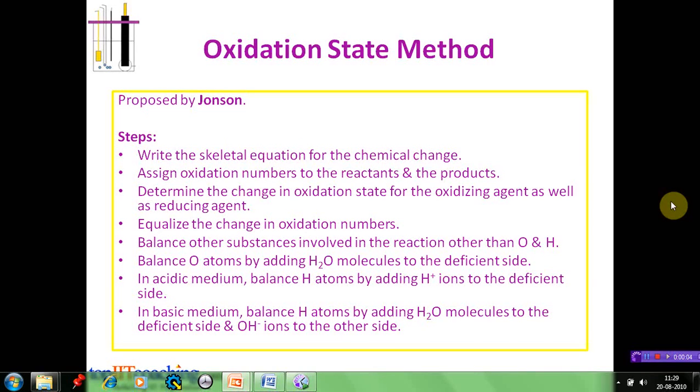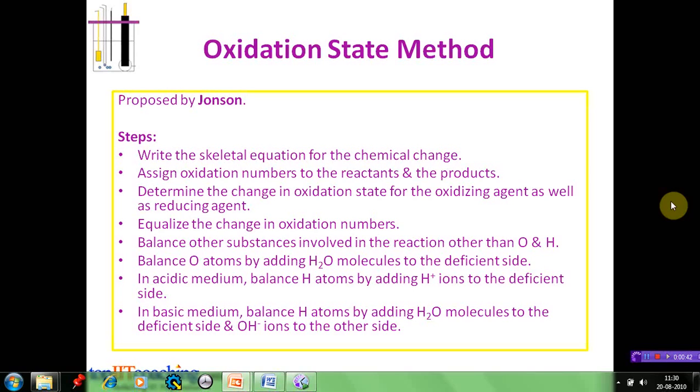The first method is the oxidation state method proposed by Johnson. In this method, the first step is to write the skeletal equation for the chemical change taking place. Then oxidation numbers are assigned to the reactants and the products. The change in the oxidation state is determined for the oxidation and the reduction half. This change in oxidation numbers is then equalized by multiplying with a suitable coefficient if required. Substances other than hydrogen and oxygen are balanced in the reaction by multiplying with a suitable number if required.